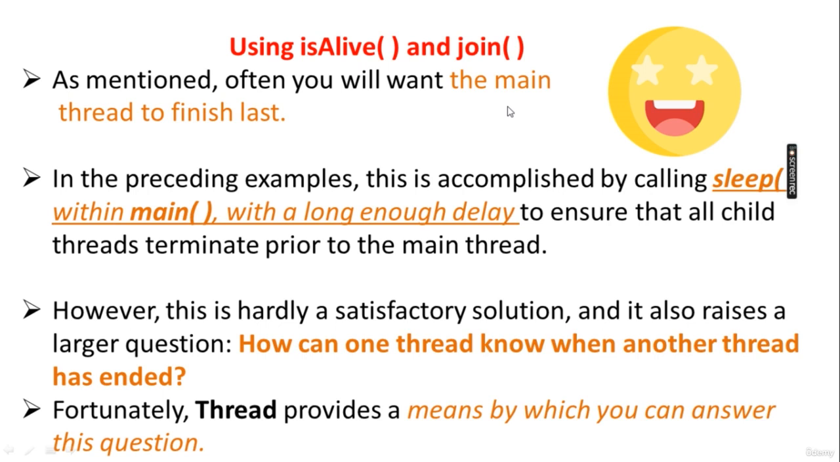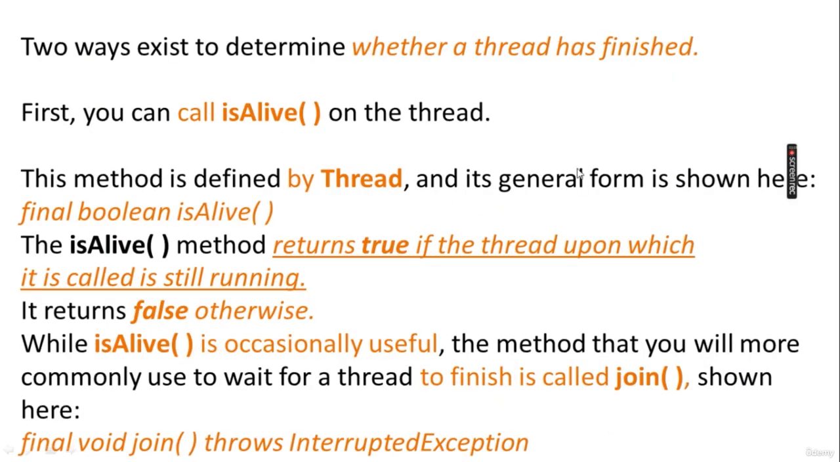This is a very time consuming process to exit the main thread as the last thread. To ensure that all threads terminate prior to the main thread, we were using the sleep method. This is hardly a satisfactory solution, and how can one thread know when another thread has ended? So this is the main question that is raised. Thread provides a means by which you can answer this question. Two ways are there to determine whether a thread has finished or not.